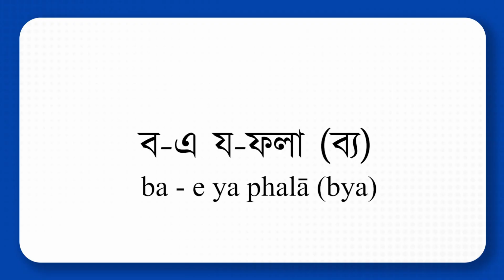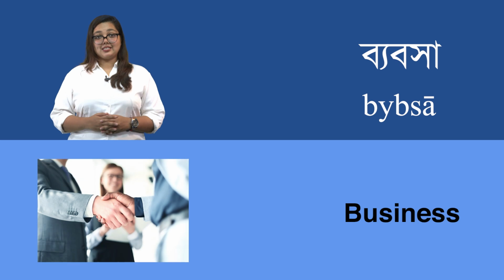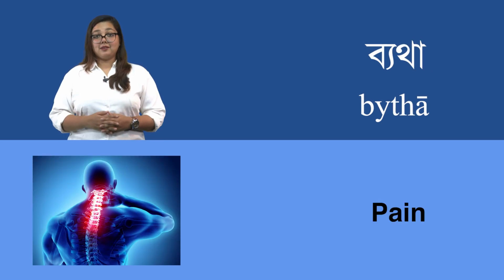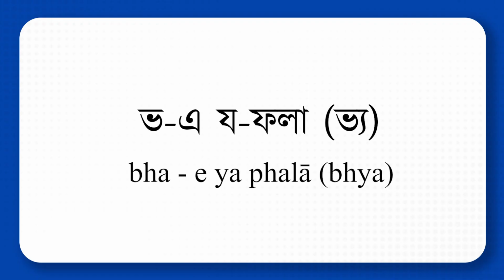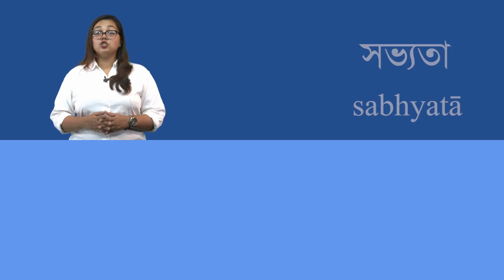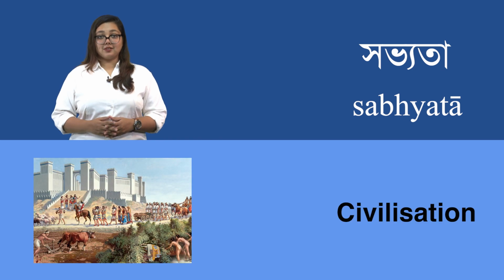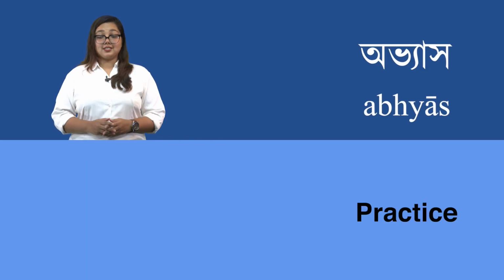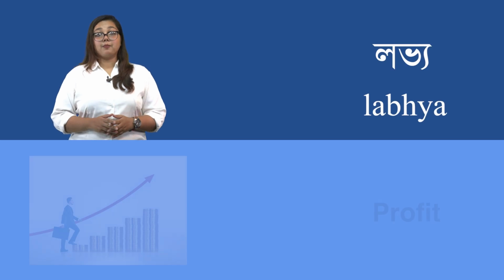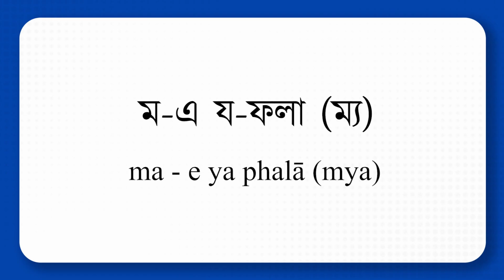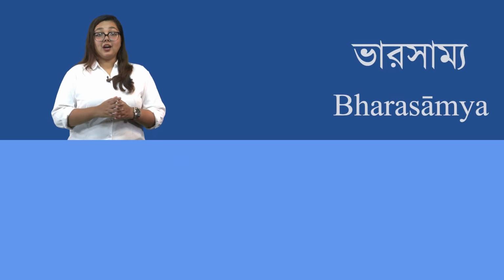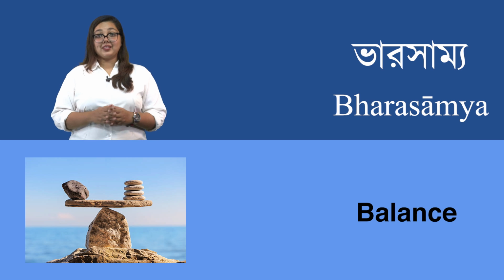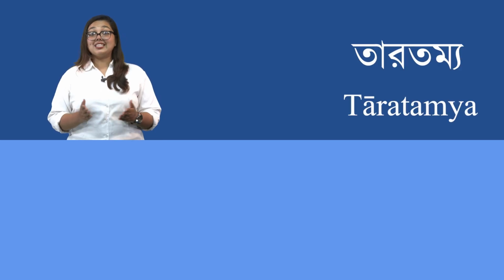Next is ব-এ-জ-ফলা. In words, we have ব্যবসা, which means business, ব্যথা, which means pain, and বক্তব্য, which means opinion. The third is ভ-এ-জ-ফলা. It can be seen in সভ্যতা, which means civilization. অভ্যাস means practice, and লভ্য means profit. The last is ম-এ-জ-ফলা. In words, we have গ্রাম্য, which means rural, ভারসাম্য means balance, and তারতম্য means difference.